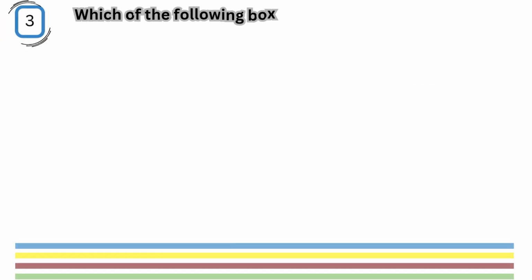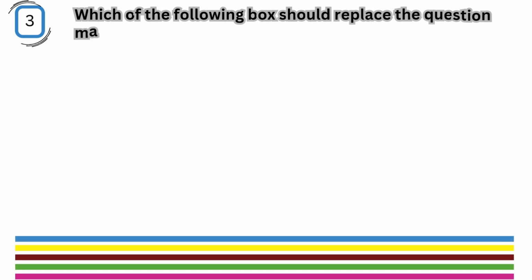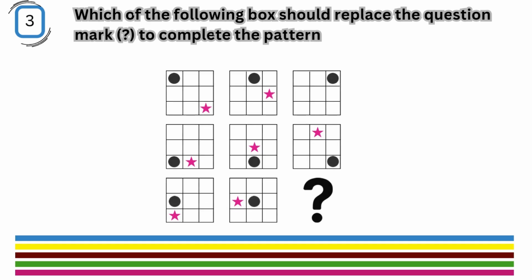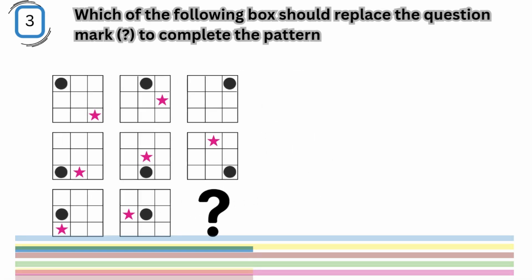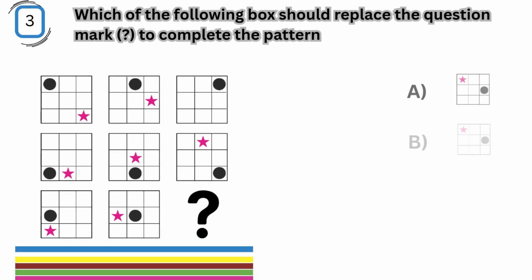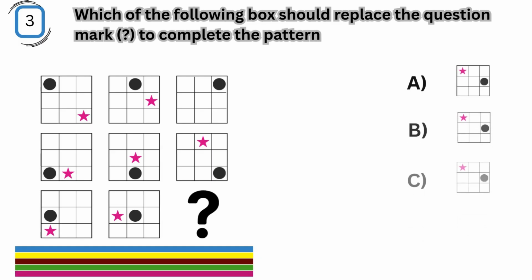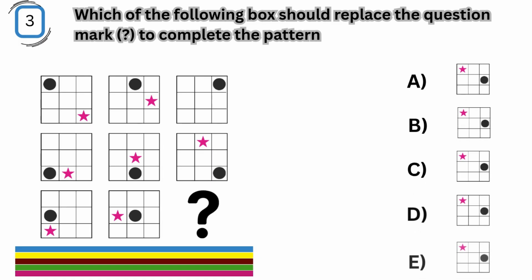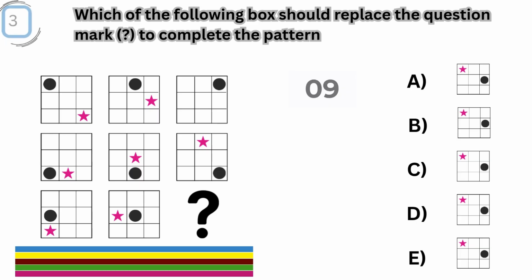Which of the following boxes should replace the question mark to complete the pattern? You are given options A, B, C, D, and E. Observe carefully and, don't forget, focus on a single element and then define how the movements occur before looking at the overall pattern. Your time starts now.